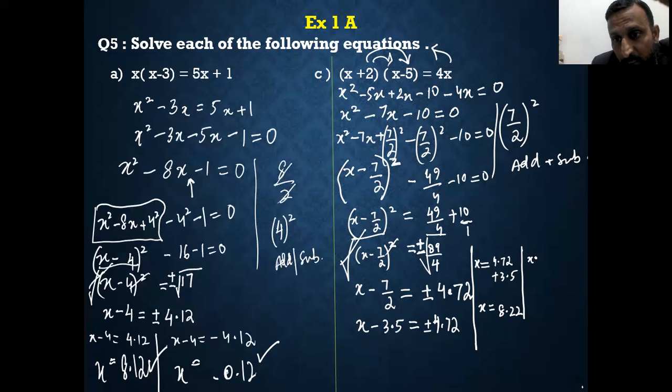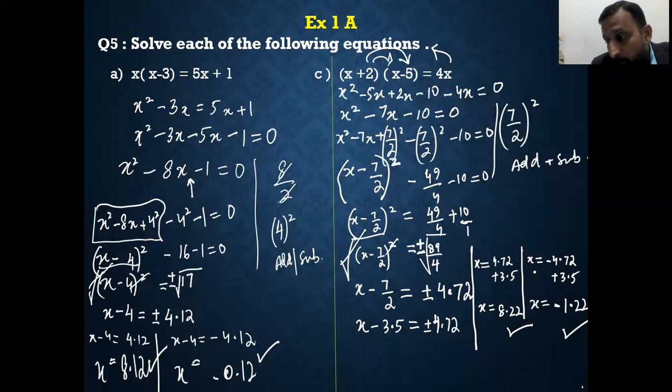Likewise, in the second column, we need to write down negative 4.72 over here. So we have x equals negative 4.72 and positive 3.5. So let's simplify this, and finally we get negative 4.72 plus 3.5. We can use our calculator, negative 1.22. So this is your answer, and this is your answer. X equals 8.22 and x equals negative 1.22.